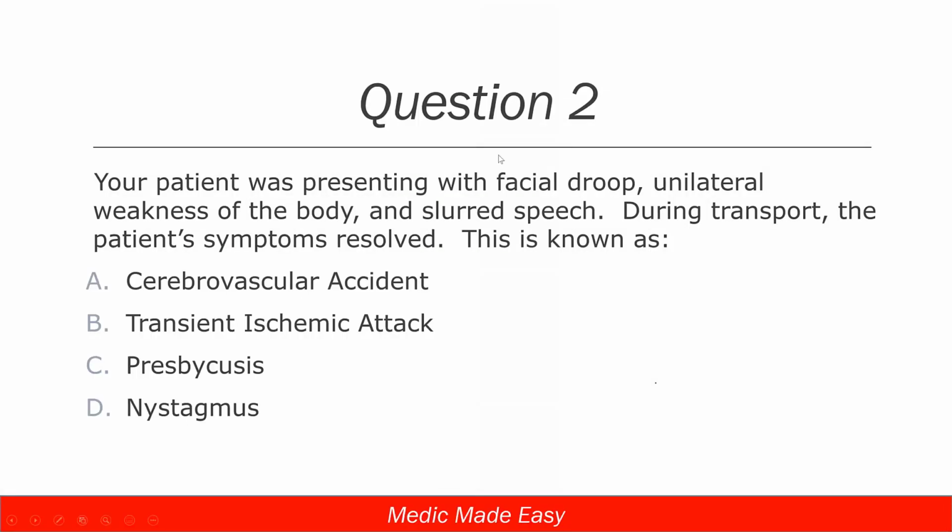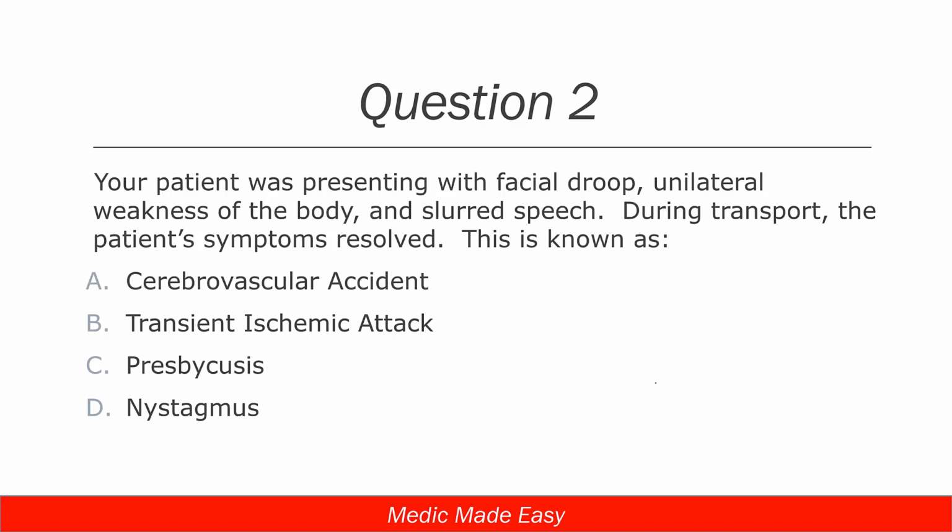All right, let's do one more. Like I said, I only got 2 questions on here today. Your patient was presenting with facial droop, unilateral weakness of the body, and slurred speech. During transport, the patient's symptoms resolved. This is known as what? So we've got a cerebrovascular accident, a transient ischemic attack, presbycusis, or nystagmus. Right? So 3 of those 4 answers we didn't actually discuss.